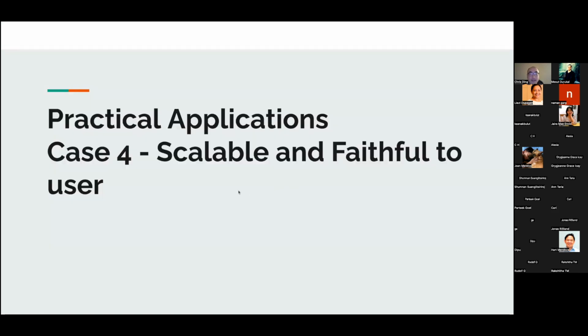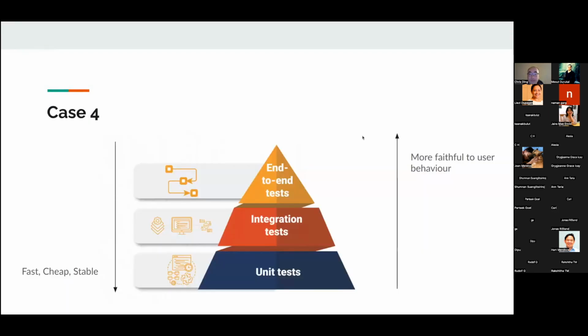And lastly, scalability and being faithful to the user. So we've all seen the test pyramid. If you go up the test pyramid, it becomes more faithful to the user behavior. If you go down the pyramid, it becomes faster, cheaper, and more stable. So we already know the test pyramid.